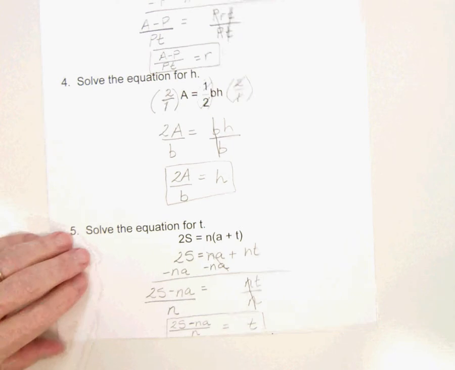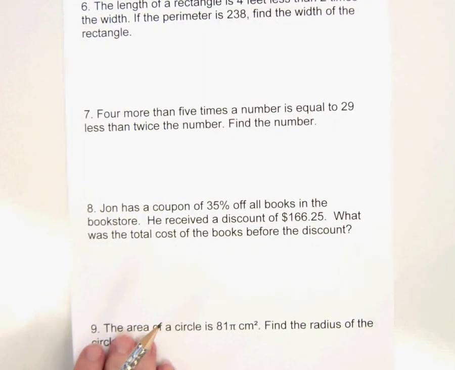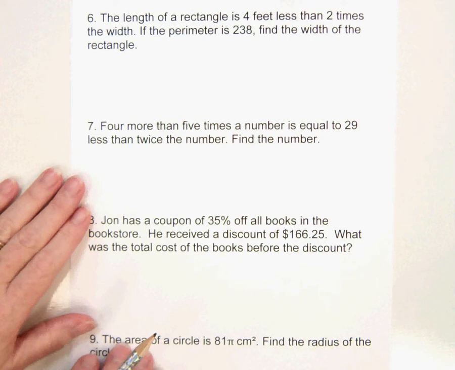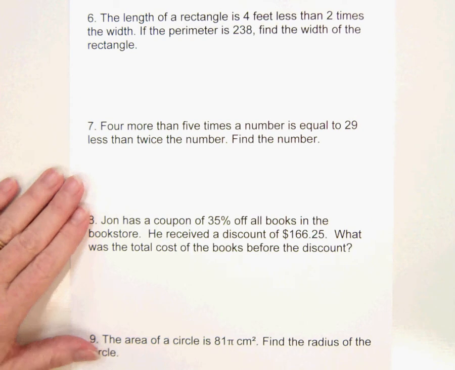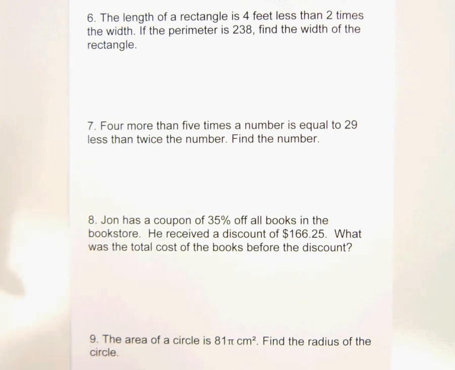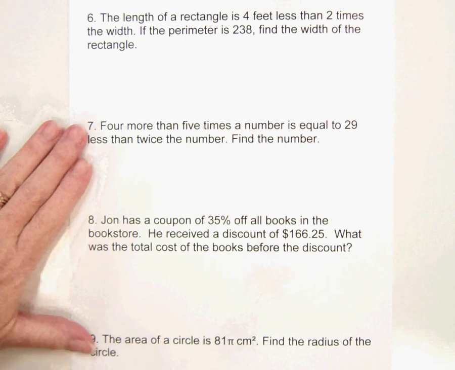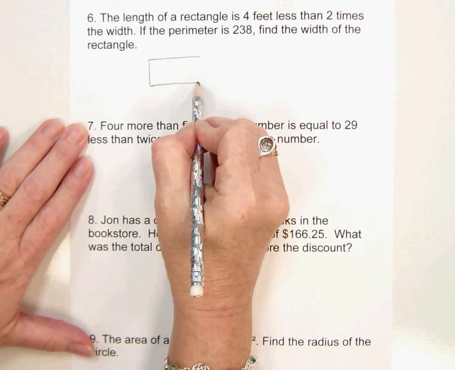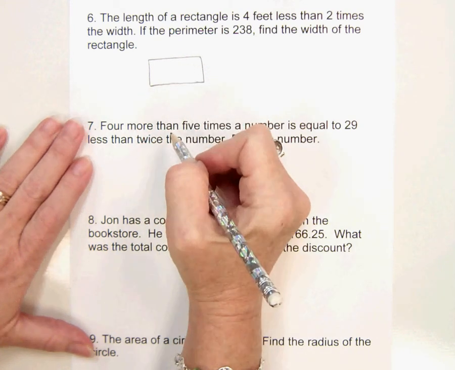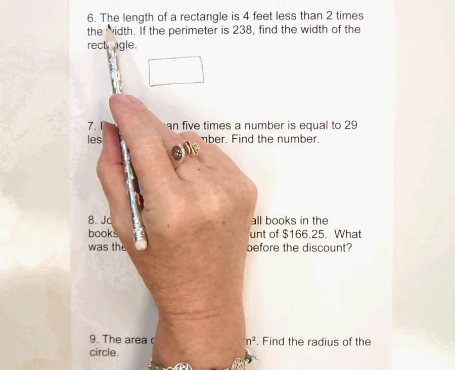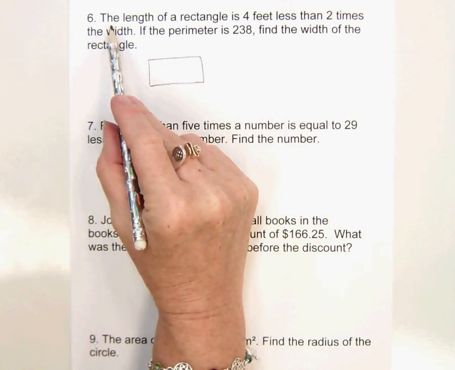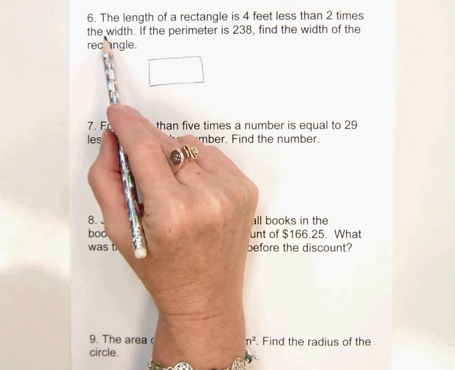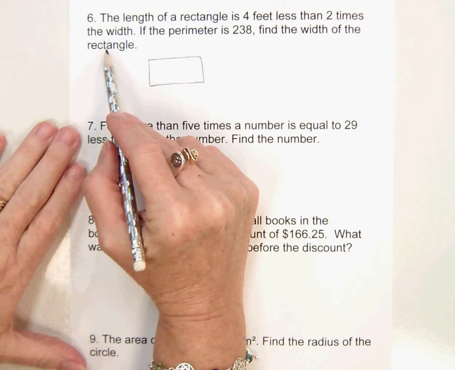Number 6. This one is going to be helpful anytime in a word problem they describe a geometric shape. You're going to want to draw the picture. I think it'll always help you if you sketch a picture. I'm just going to sketch a rectangle since they're describing a rectangle. Let me read the question. The length of a rectangle is 4 feet less than 2 times the width. If the perimeter is 238, find the width of the rectangle.